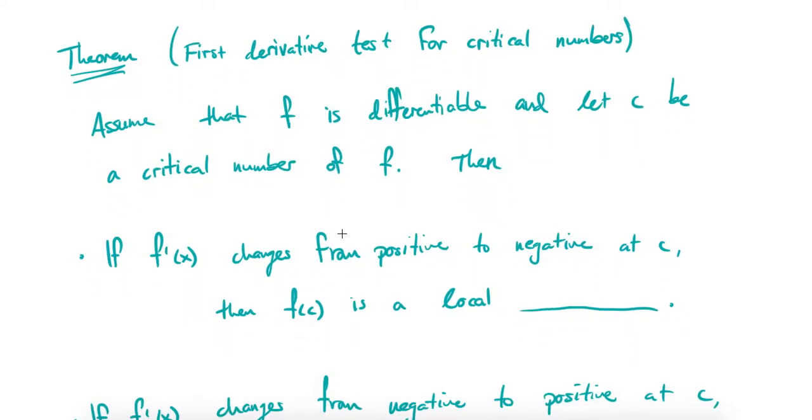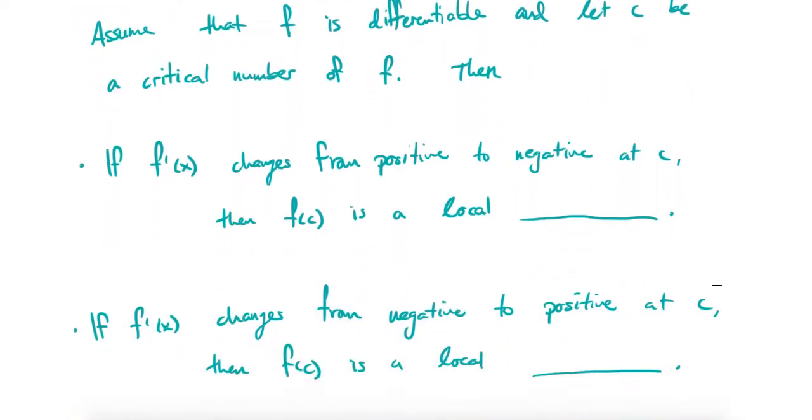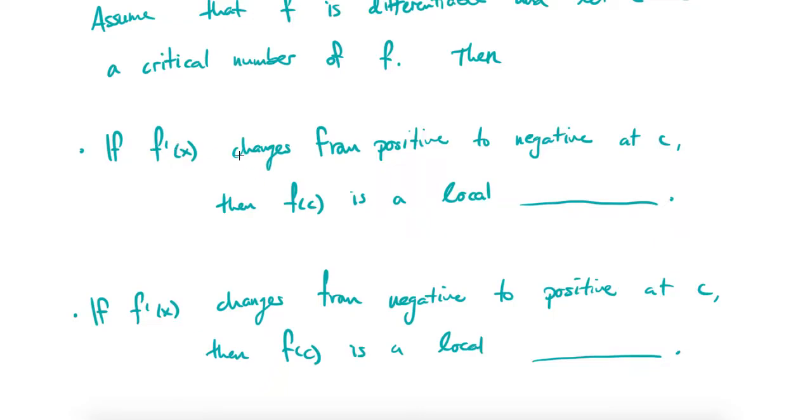The first derivative test for critical numbers. Assume that f is differentiable and let c be a critical number. So remember, that's where the first derivative is 0 or undefined. Then, if f prime of x changes from positive to negative at the critical number, then the y value is a local which? Max or min, right? And then if it switches from negative to positive, what's it going to be? So you might pause the video here and see if you can fill this in. So go ahead and pause and try it out.